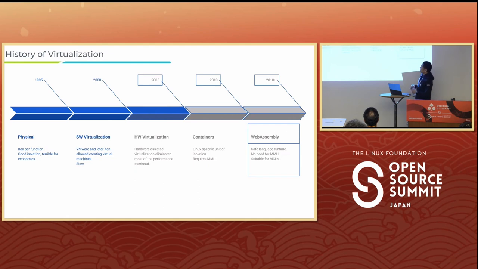So as you know, there are containers, right? Containers are a great tool for developers to quickly build something and run it. But containers, as I mentioned before, are too big for IoT use cases, and they also require an MMU for isolation. I think about 2016 is when we heard about WebAssembly for the first time. Why WebAssembly is good for this particular use case is that it's a safe language runtime. I'm gonna go a little bit more into what WebAssembly is next, but this doesn't require an MMU, and therefore it is very suitable for MCUs.